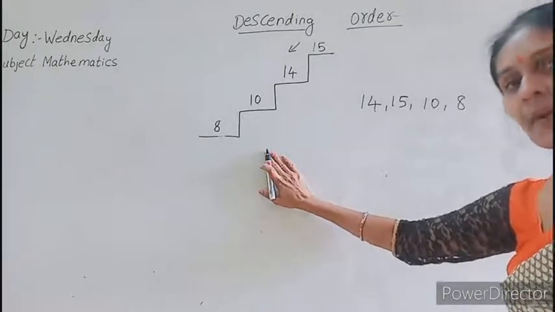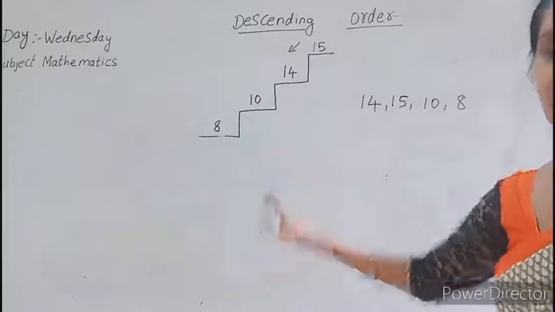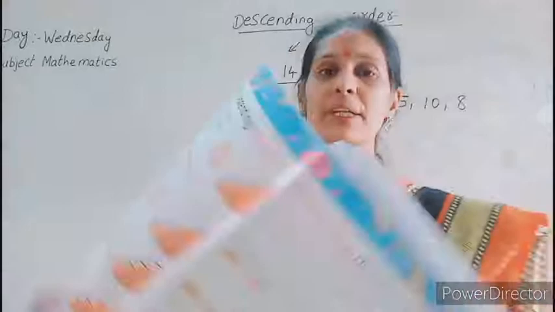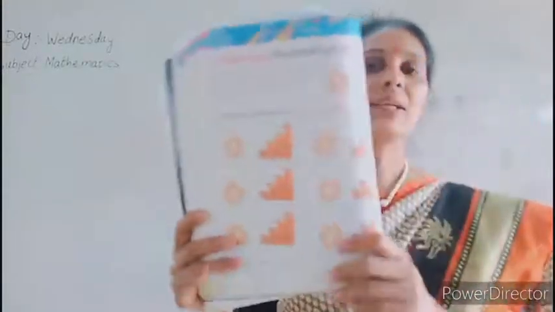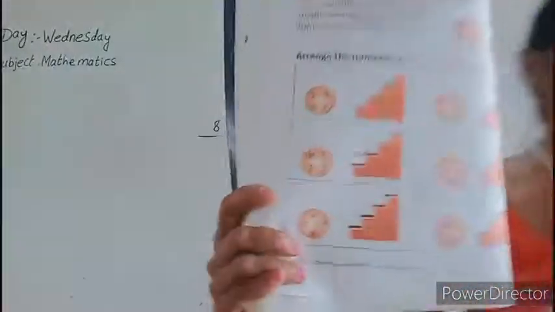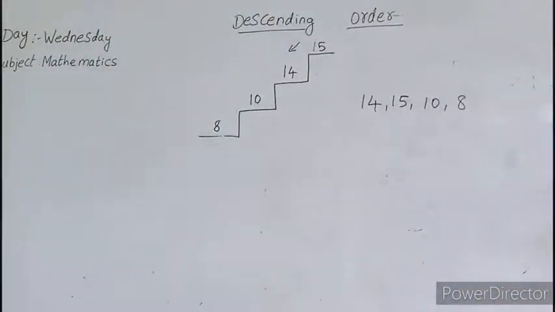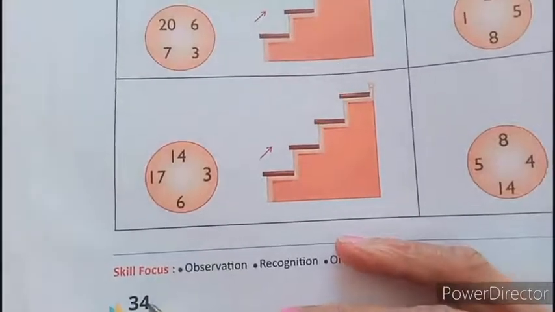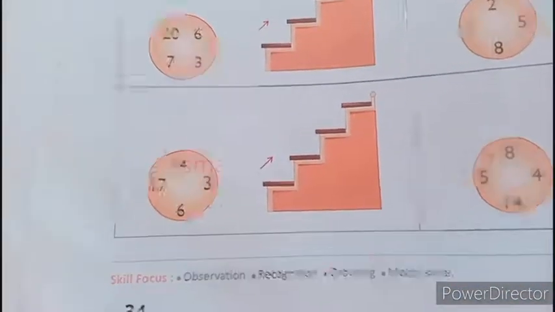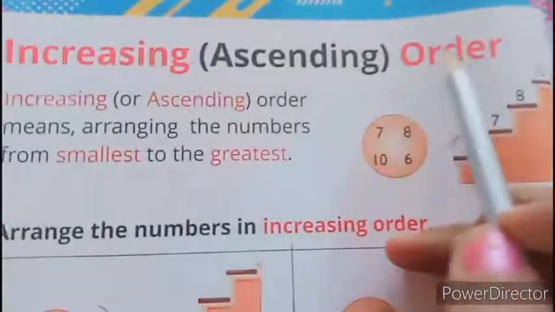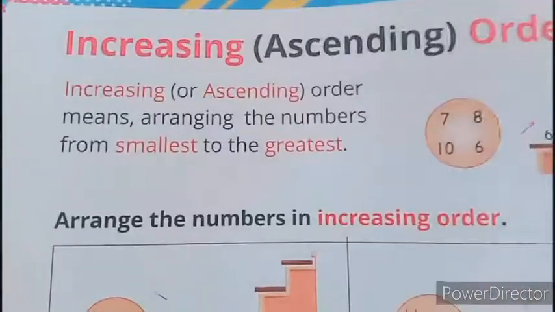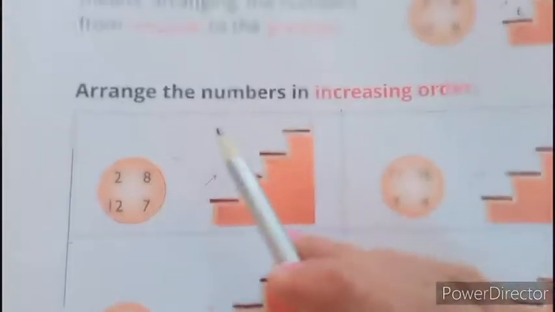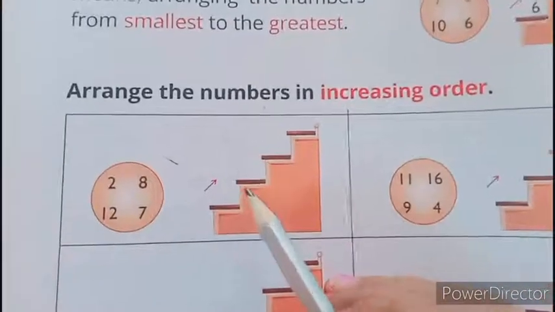Now we will do it in your textbook. Okay, dear kids, now take out page number 34. That we will do now. That is ascending order. I think you have understood what is ascending order. We have to arrange the numbers in increasing order.